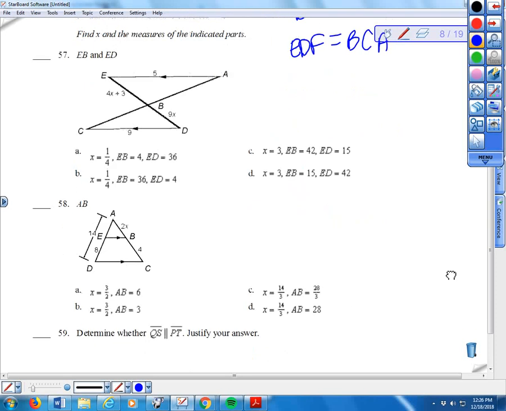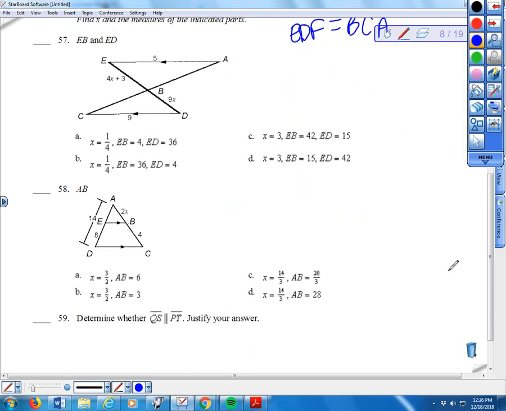Okay. Find x and the measures of the indicated parts. Okay, these are parallel lines. Are these similar triangles? Yeah, angle, angle. If they're parallel, I know this angle and this angle are equal. I know this angle and this angle are equal. And I even know those two are equal by vertical angles, right? So I've got all three angles equal.